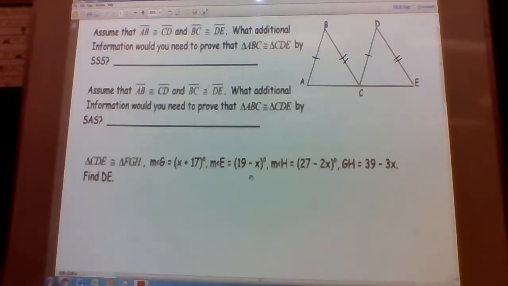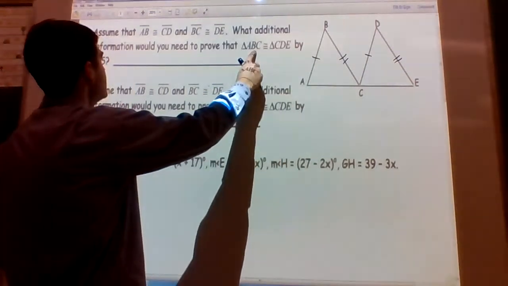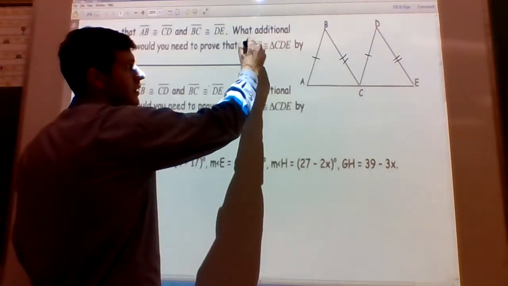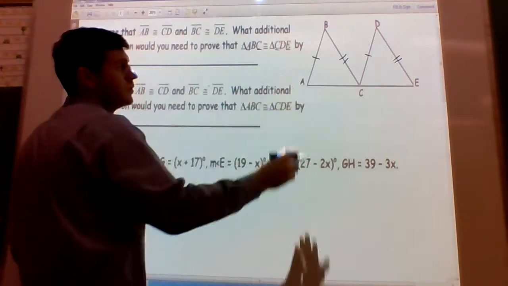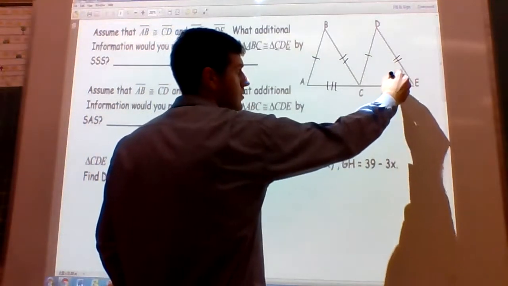side, side? So the side, side, side postulate tells us that if we have three pairs of congruent sides, so three corresponding sides of the two triangles that are congruent, right? Then we know the two triangles are congruent. So in order to prove that these triangles are congruent, we need AB to be congruent to CD, BC to be congruent to DE, and then we would need AC to be congruent to CE. So we need to show that AC was congruent to CE.